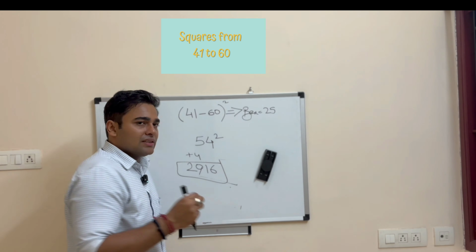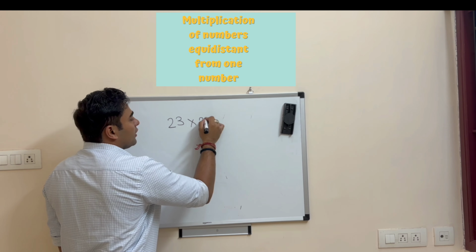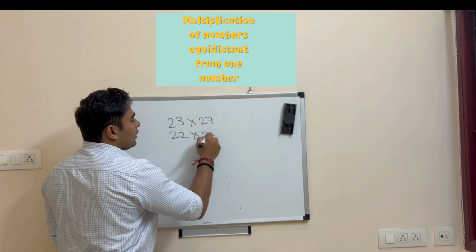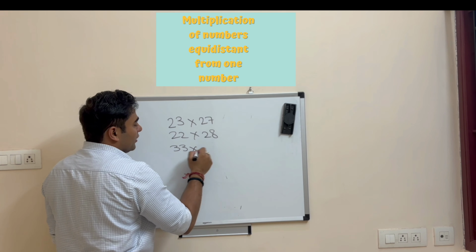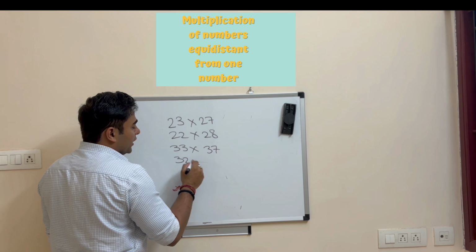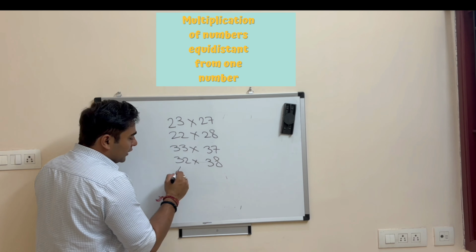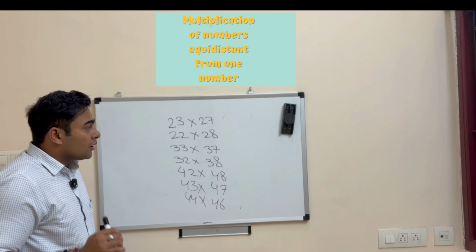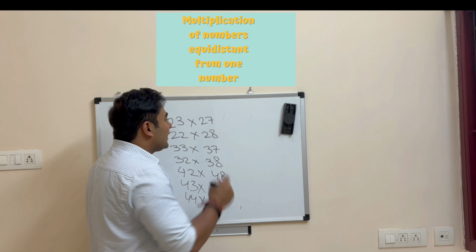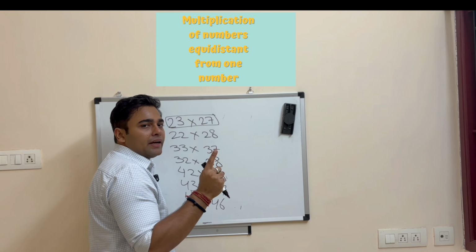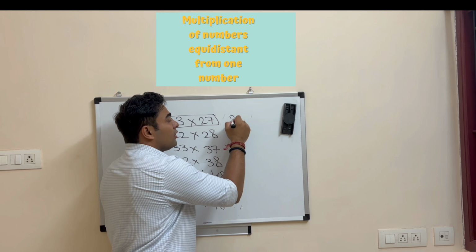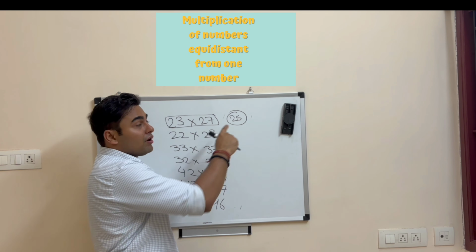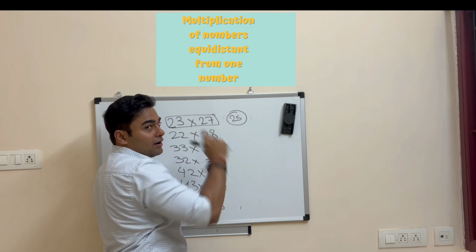Suppose the calculation given to you is 23 into 27, or let's say 22 into 28, or 33 into 37, or 32 into 38, or 42 into 48, or 43 into 47, or 44 into 46. Anything like this. Here we have to understand that these numbers are equidistant from one number, which is 25, and we know the square of 25 through our 5 square trick that we have already studied.